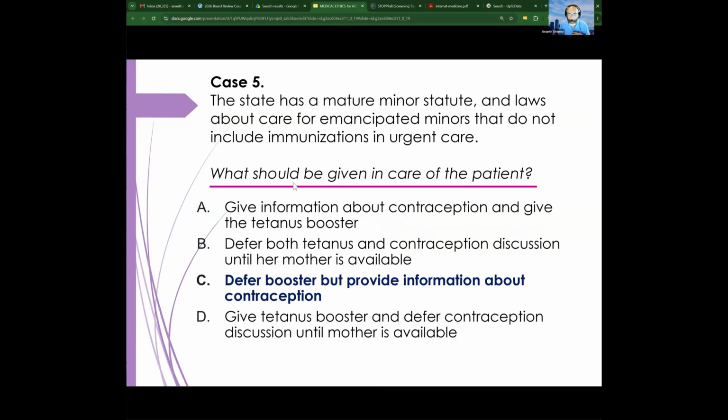All right. So getting back to case five here, I think the firmest ground would be to defer the booster, but you would appropriately provide information about contraception. So answer choice C.